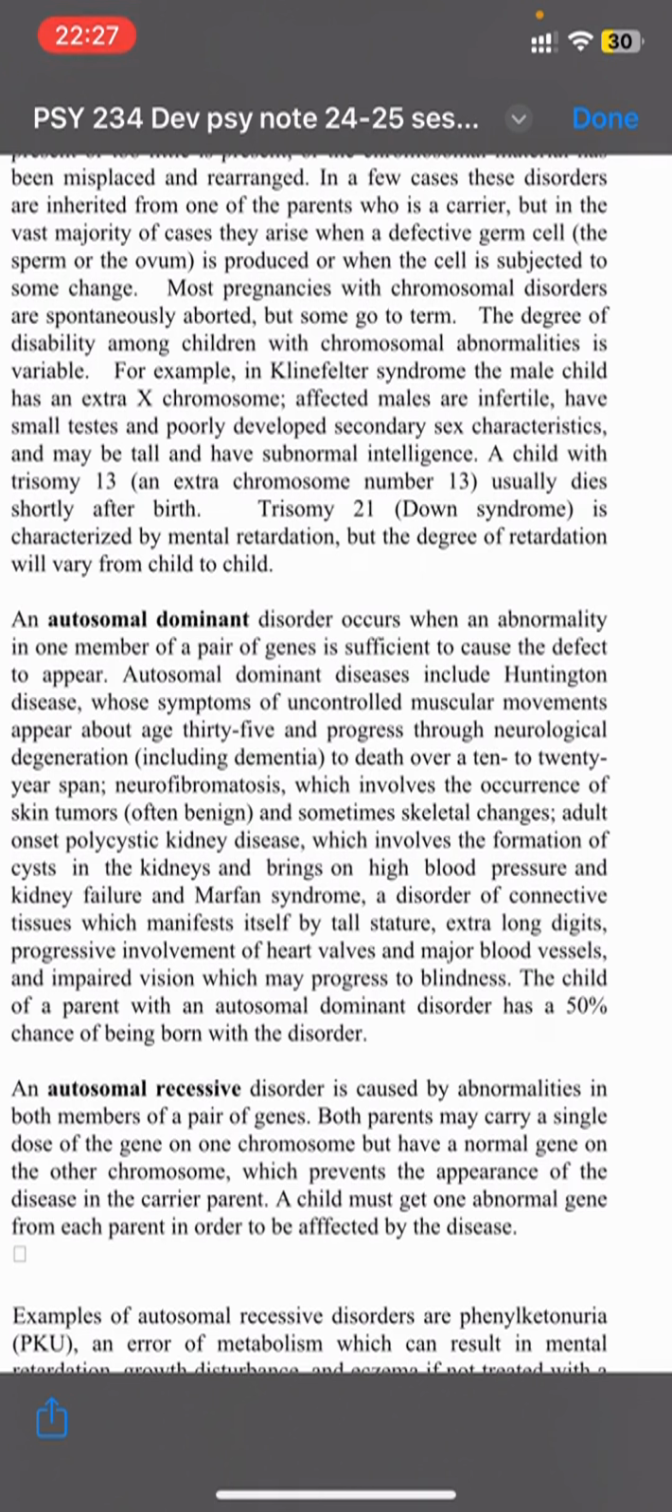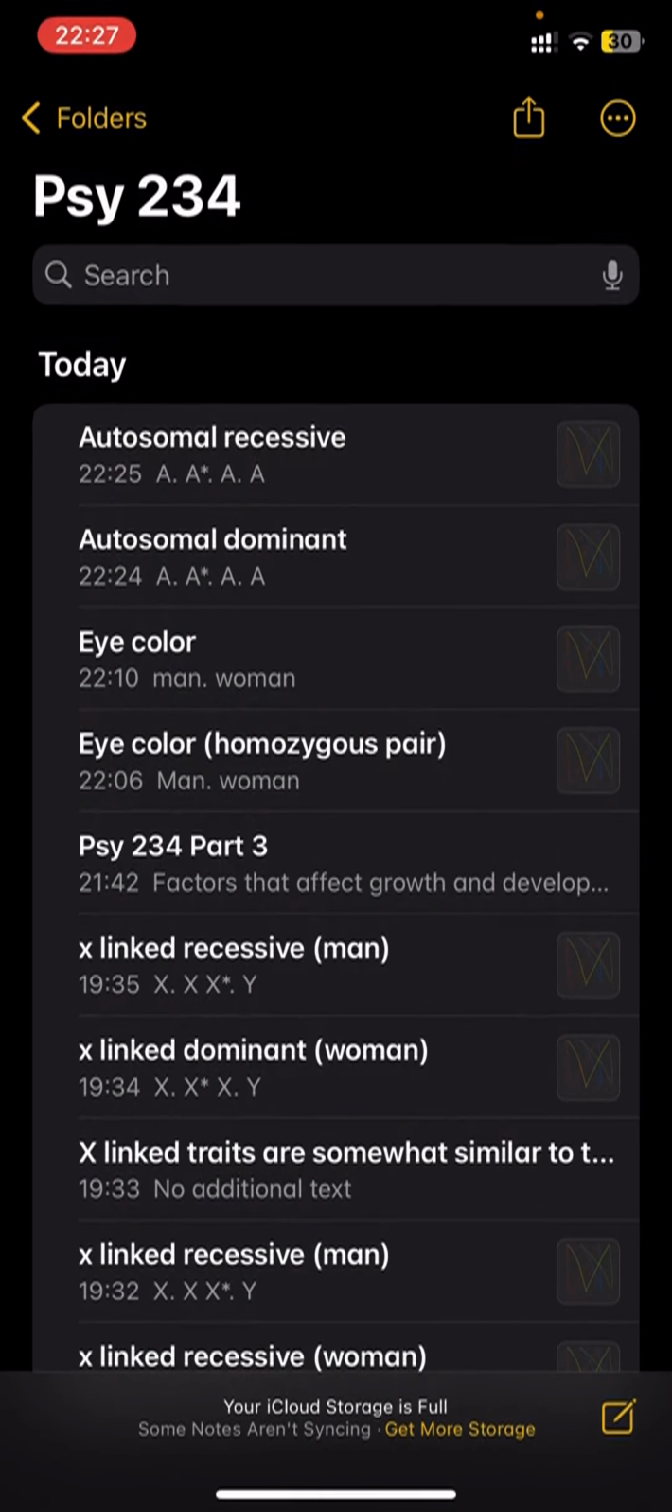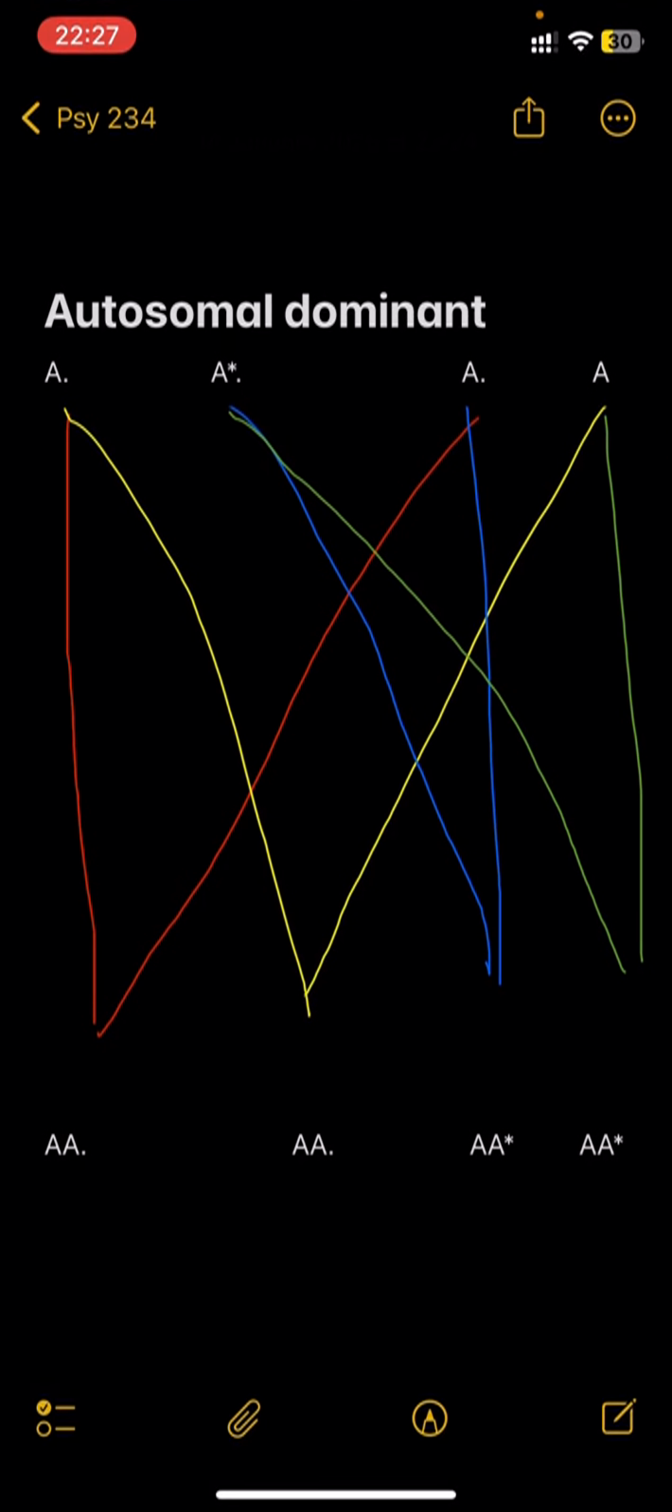Then we have neurofibromatosis. Then we also have skin tumors, which are often benign, meaning non-cancerous, and some skeletal changes. Then we also have polycystic kidney disease, which is the formation of cysts in the kidney. So I think I have something for that.